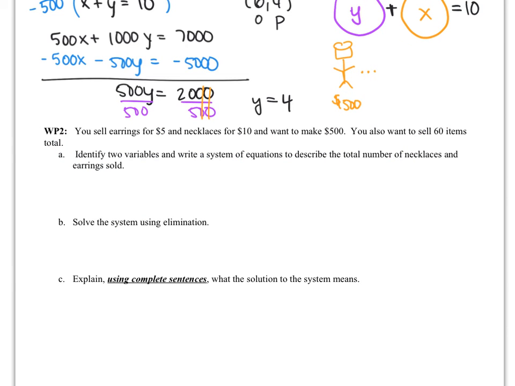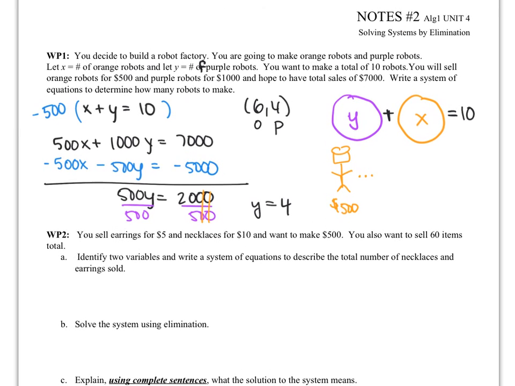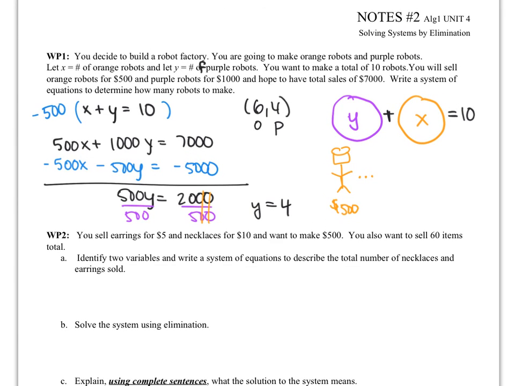Try word problem 2 on your own. You want to start by writing a system of equations. Be sure to identify your variables as here they were given to you. Write a system, solve using elimination, and then explain using complete sentences what your solution means.